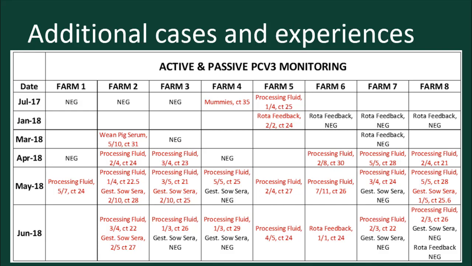I started monitoring PCV3 in herds back in 2017 with processing fluids, just to try to get a feel for, hey, what does it look like? We know it's a great sample for PRRS and other viruses, PCV2. So can I use that as a tool in my system as I learn more about these affected herds?